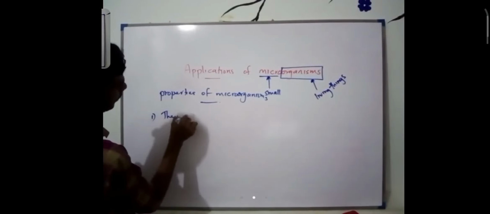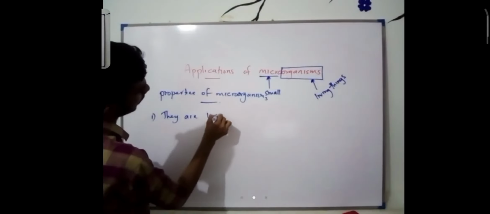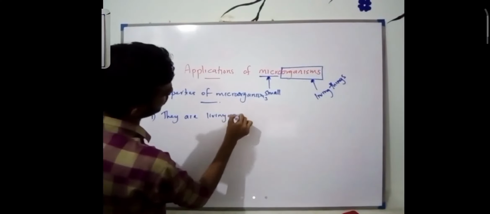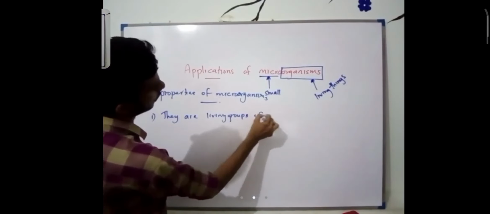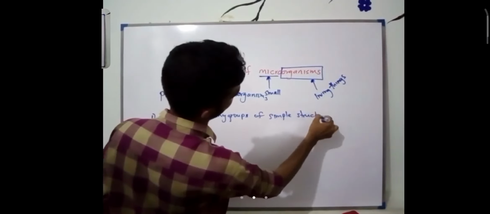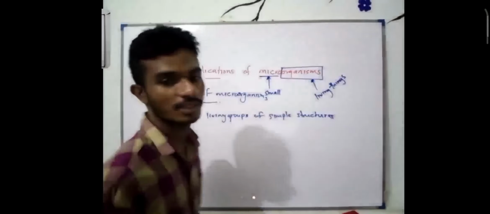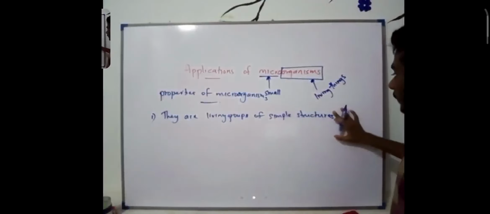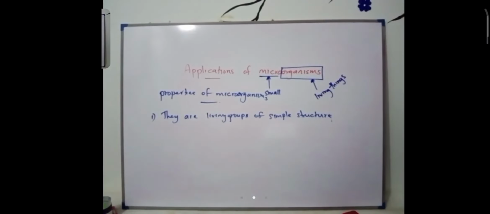The first one is, they are living groups of simple structures. Okay, this is the simple structure. Right? The second one is, they grow fast.